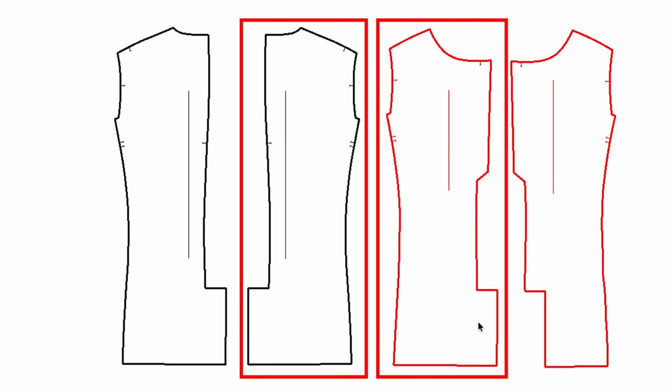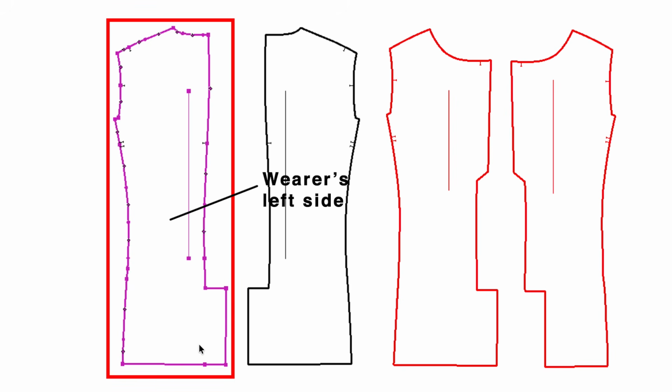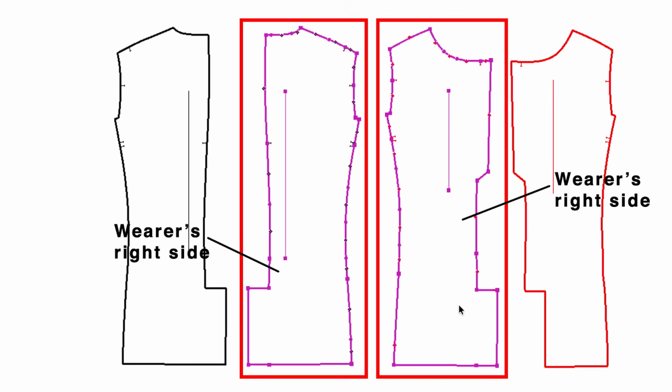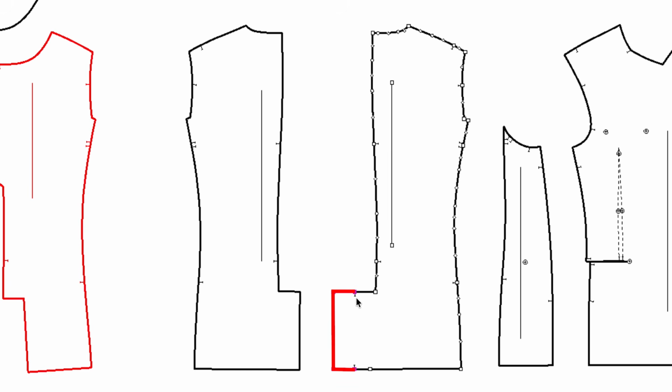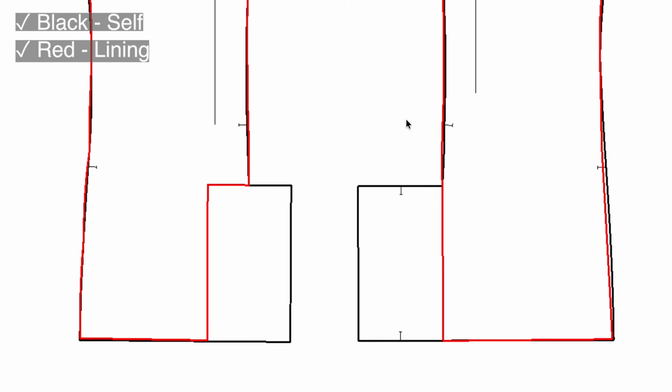So when you stitch up, the self and lining meet wrong sides together, right? So this is going to be the wearer's left side, and this is going to be the wearer's left side. And these two are the wearer's right side. In this case, the wearer's right side has double the width. Because you're going to fold this line, this area will be the facing of the underlayer. In this case, your lining is going to be like this. The left side is going to be the same.